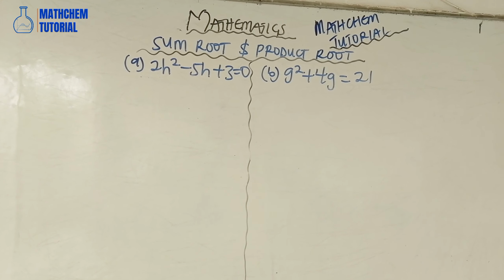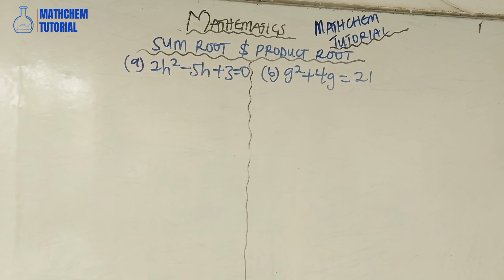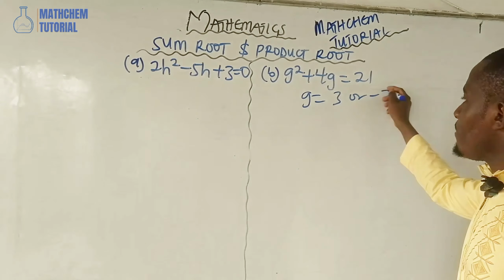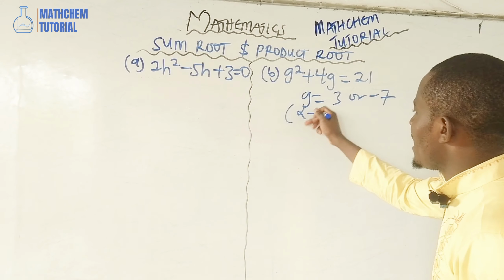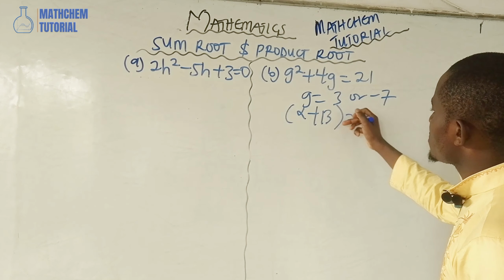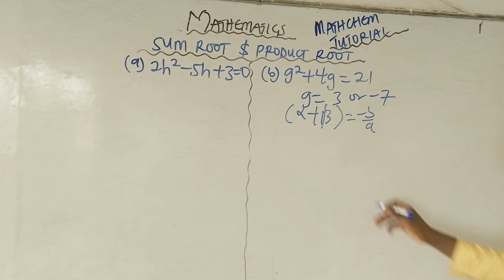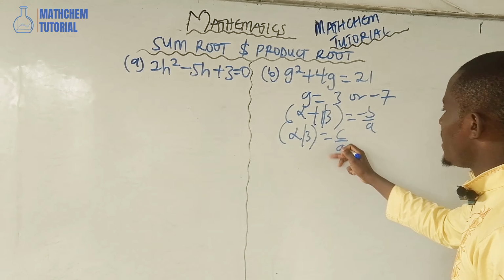Now for the B part, remember that our answer for the B part is g equals 3 or minus 7. And that is the root of that equation, which is our example B. So alpha plus beta is minus b over a, whereas alpha beta, or alpha times beta, is c over a.